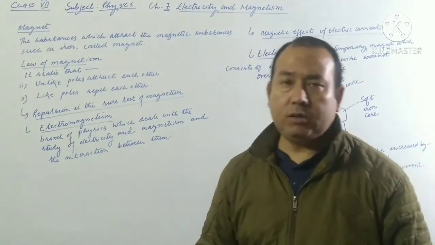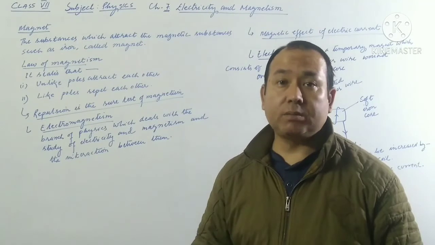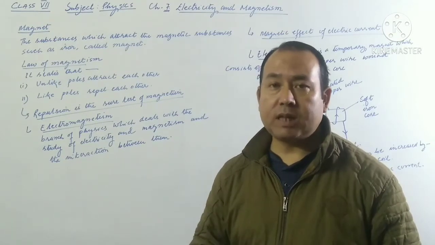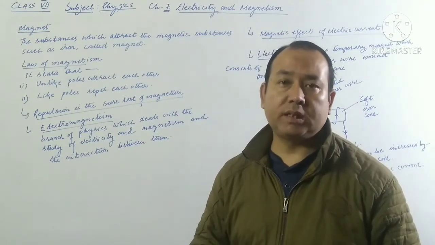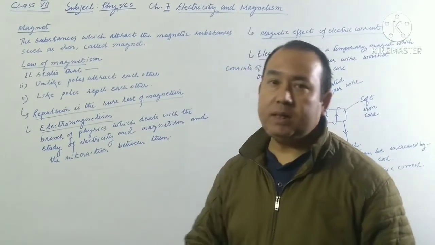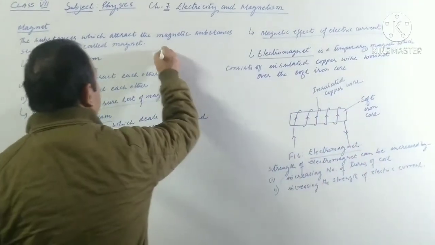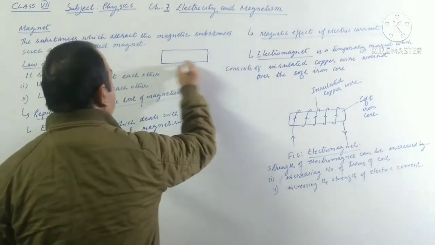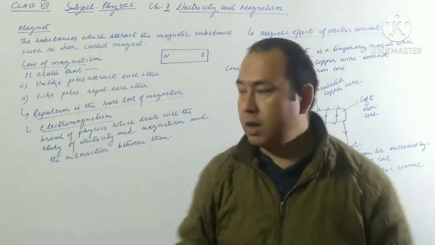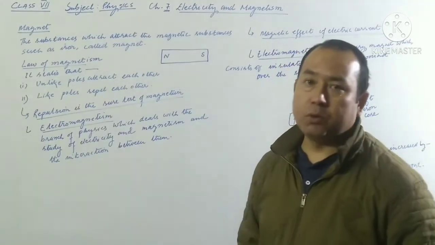Magnets are the substances which attract magnetic substances such as iron. If there is a substance which can attract a magnetic substance like iron, then that substance is said to be a magnet. Then comes the law of magnetism. You need to understand here that the magnet has two poles. I'm drawing here a bar magnet, with the two poles, north pole and south pole.